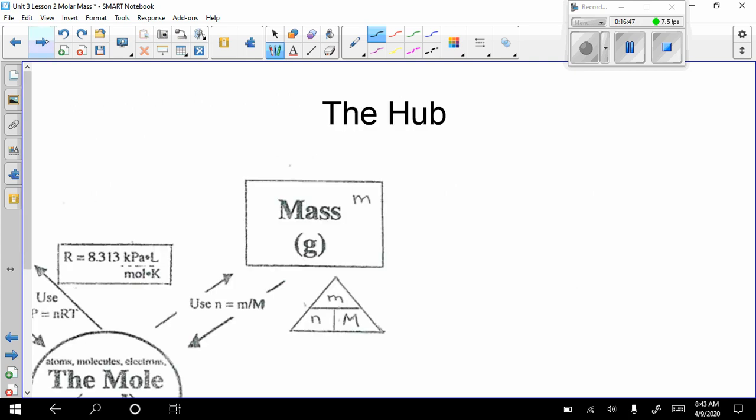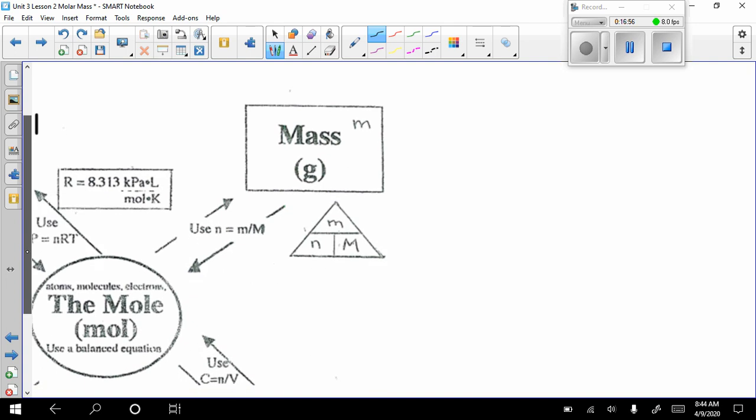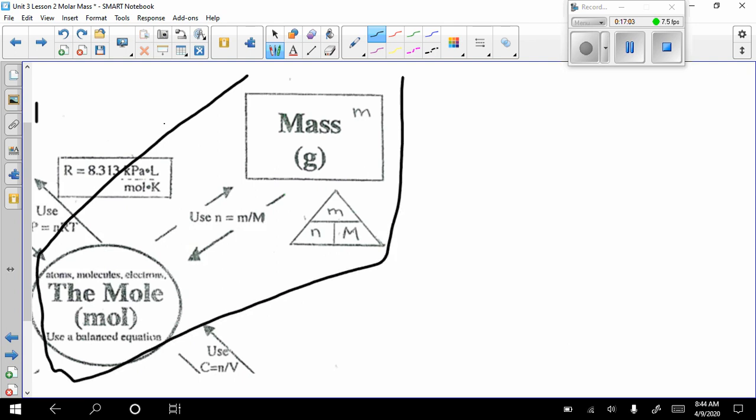Okay. Well, now what I want to do is look at some other calculations we're going to do with the molar mass. And again, we're going to look at our hub. In this particular case, we're interested in the top right-hand corner of our hub. And I hope you guys have a copy of the hub that I gave you. And if not, I'm going to put a copy of it in this lesson so that you can see it. But essentially, we've got another triangle. But first of all, let's define our variables.